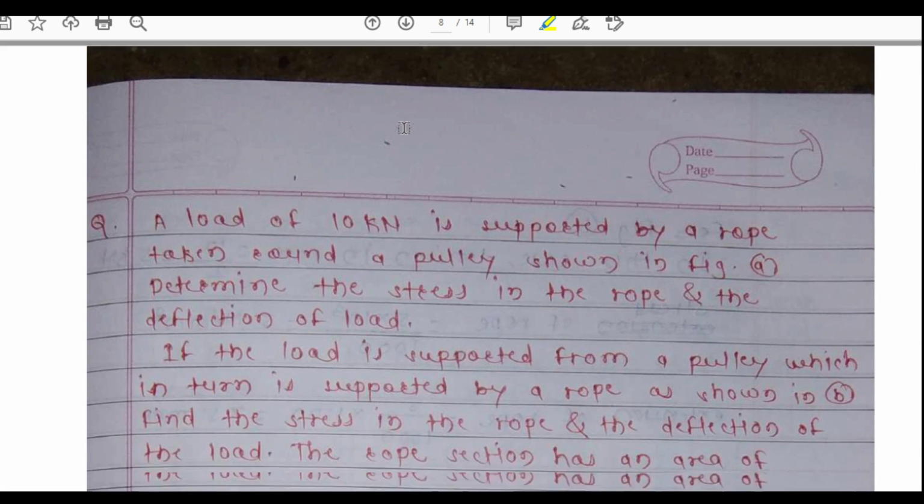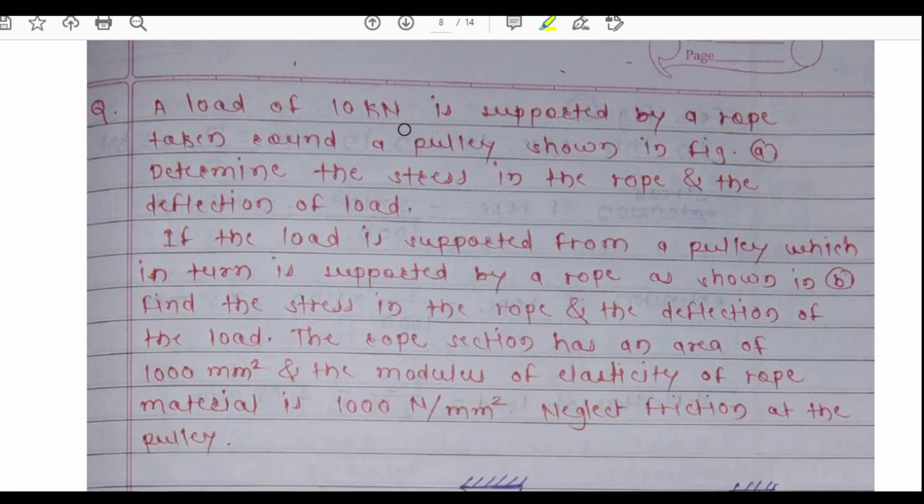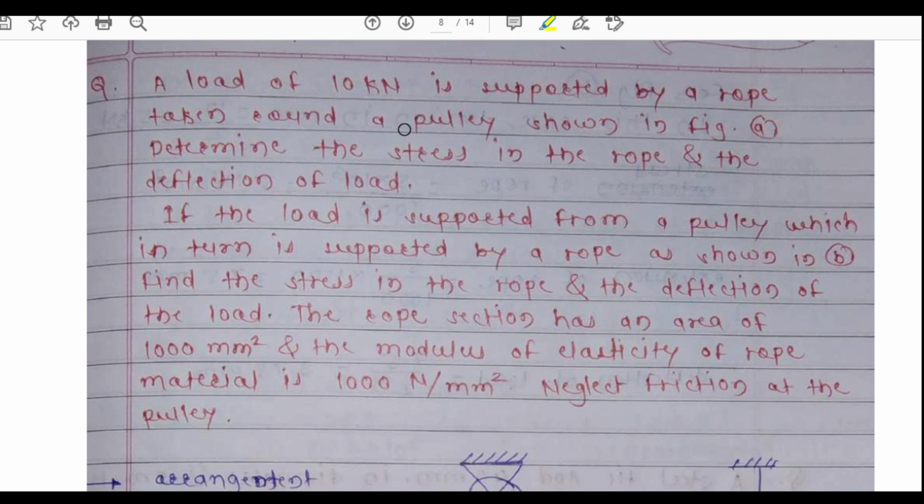Now move towards the numericals. Okay, I hope you understand the two-dimensional, one-dimensional and three-dimensional stress system and the concepts of lateral strain, longitudinal strain and the Poisson's ratio. This is very simple, but simply you have to remember it very well.